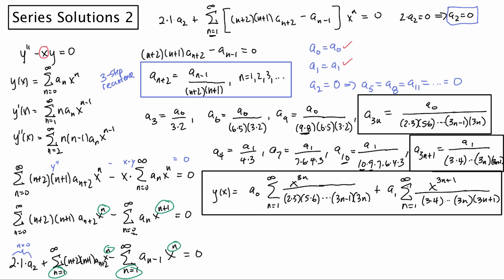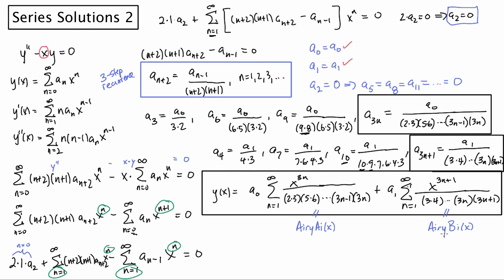Just because we don't recognize them doesn't mean they don't have names. They do. This first one is called the Airy function. So this is the Airy Ai function. So Airy Ai of x is the power series expansion for this. And the power series expansion for this is typically called Airy Bi of x.